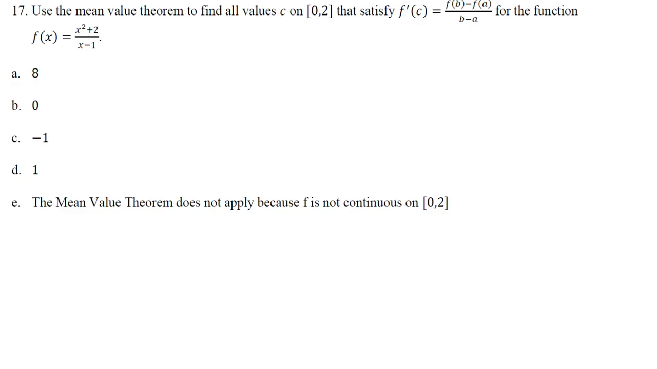For our next one here, we want to use the mean value theorem to find all values of c on the closed interval 0 to 2 that satisfy f prime of c is equal to f of b minus f of a over b minus a, right? This is just the mean value theorem.